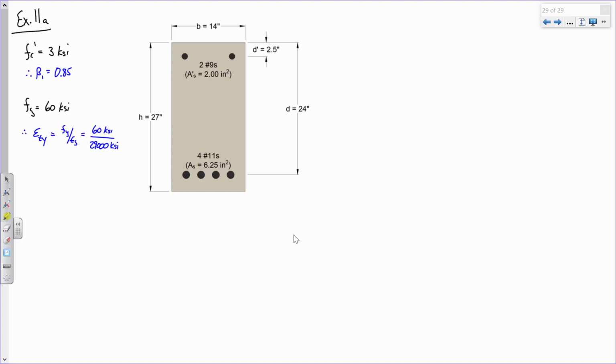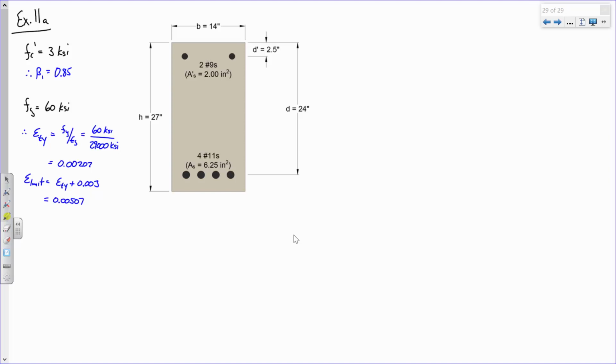So just watch. So this ends up being about 0.00 what? 2. You can say 207 if you want to be super accurate. And then our limiting strain is this plus 0.003, which is 0.00507. So we'll need our limiting strain in order to determine phi. That's why I went ahead and did that.